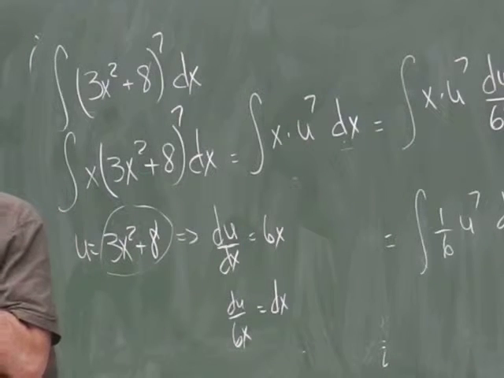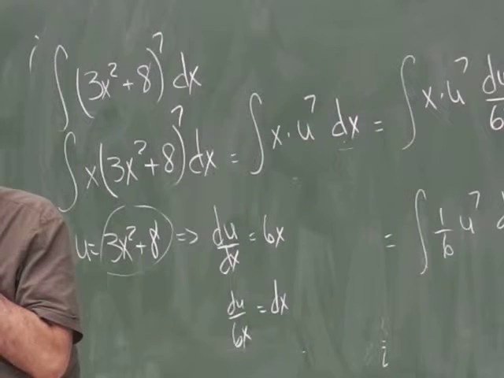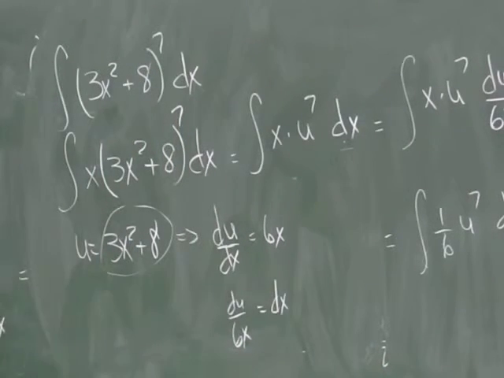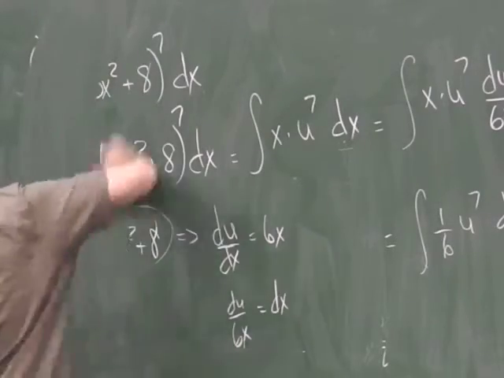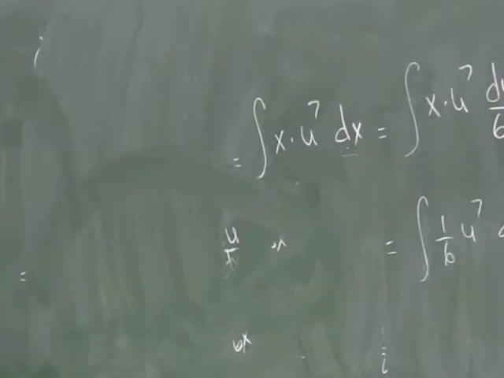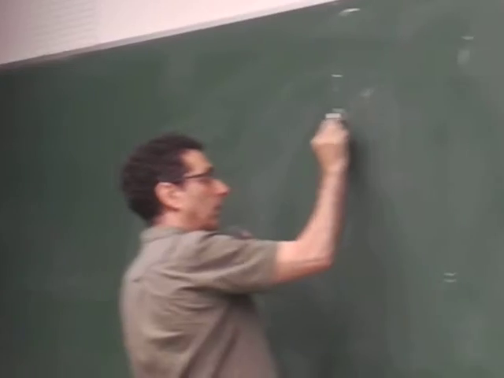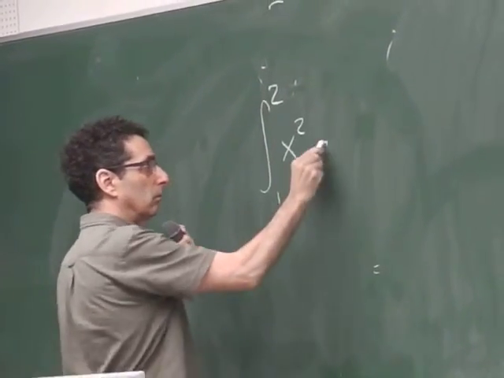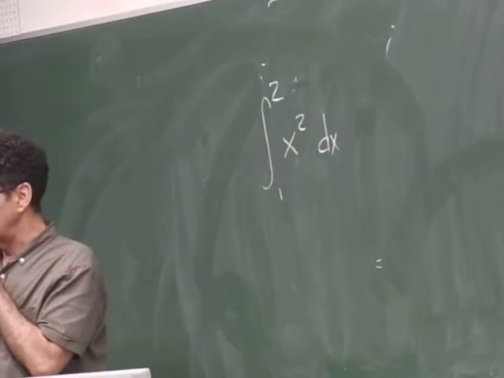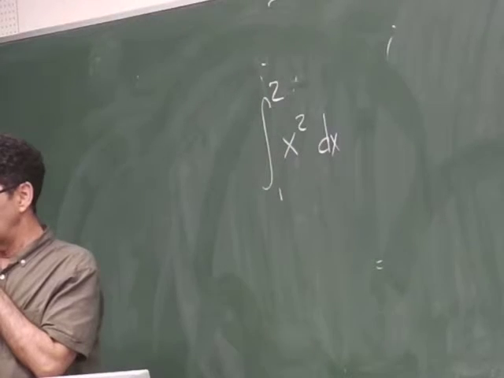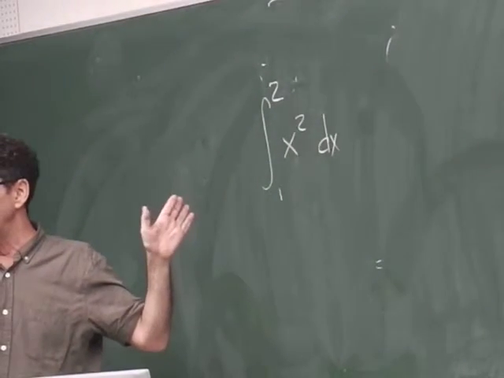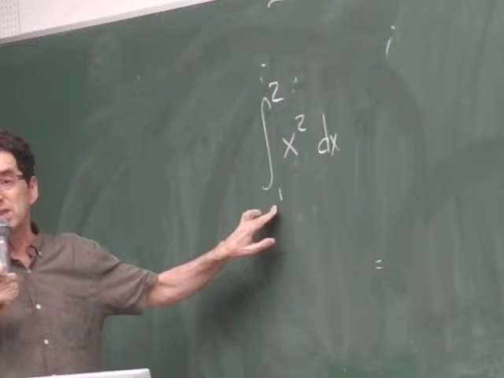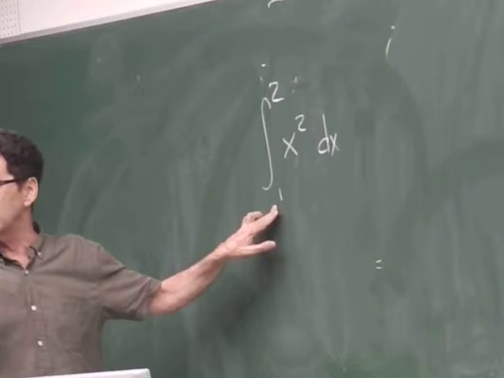Okay, just one more thing. Here, this is new. We didn't do this before, but of course it looks very similar to what we just finished doing. But something is different. What's different is these, and these have names: they are called the limits of integration.